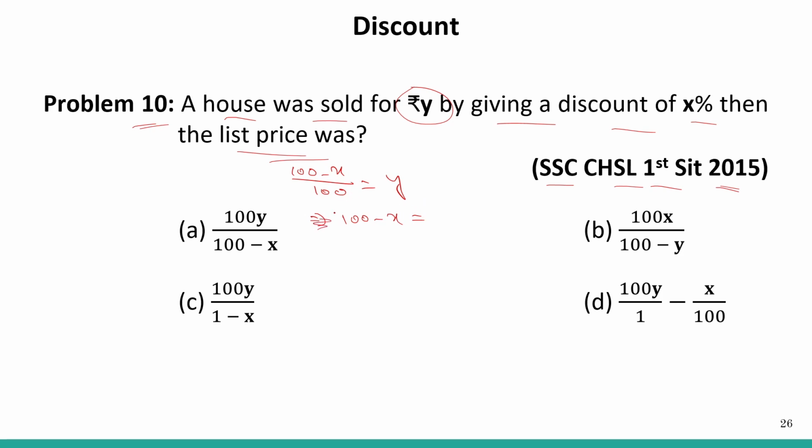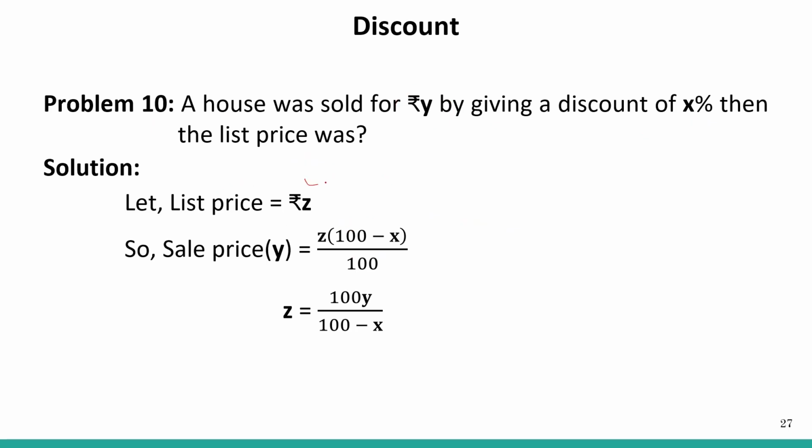So we want the list price, right? So listed price will be what? So 100Y is equal to 100 minus X. Okay. So let the list price be Z. So sale price is equal to Z into (100 minus X) by 100. So Z will be what? 100Y by (100 minus X). So this will be the correct answer.